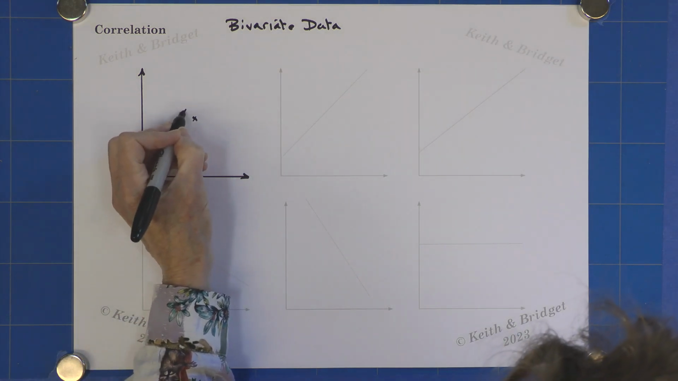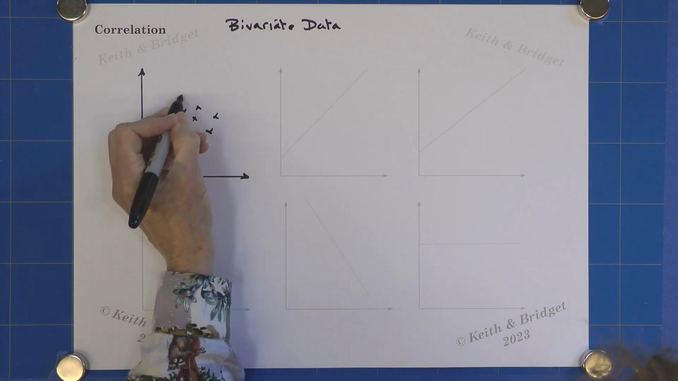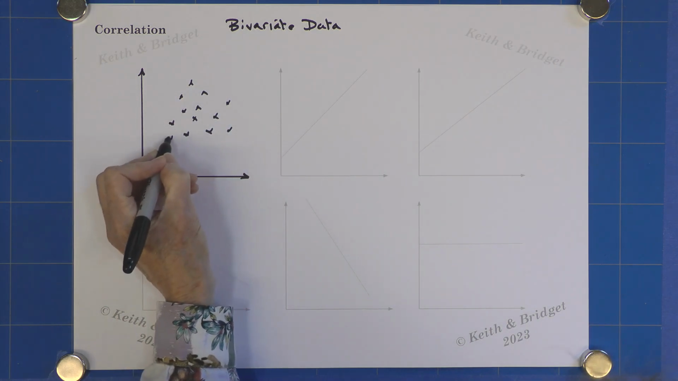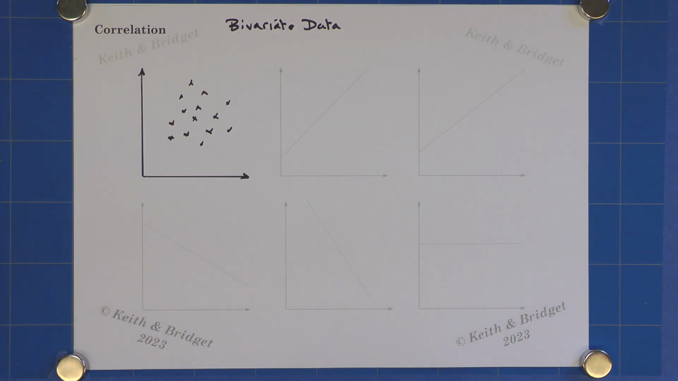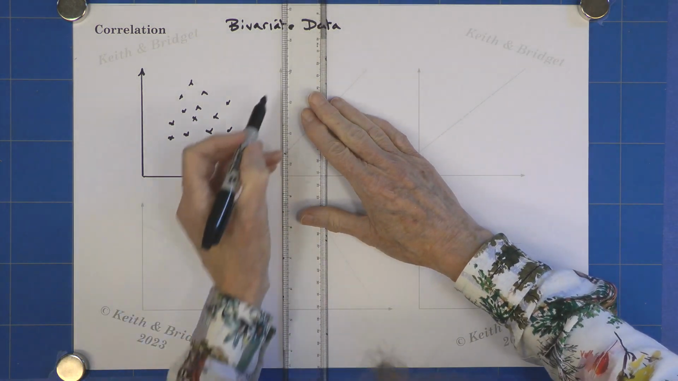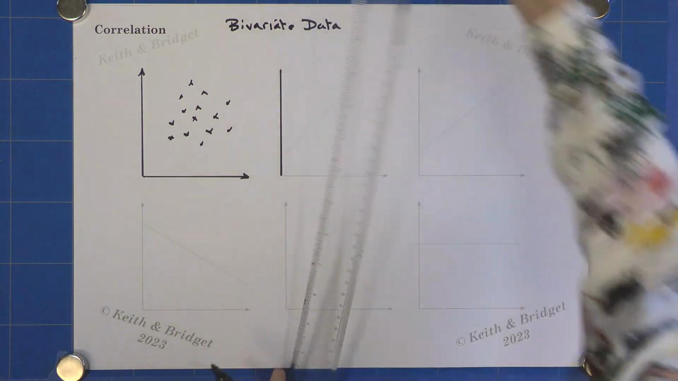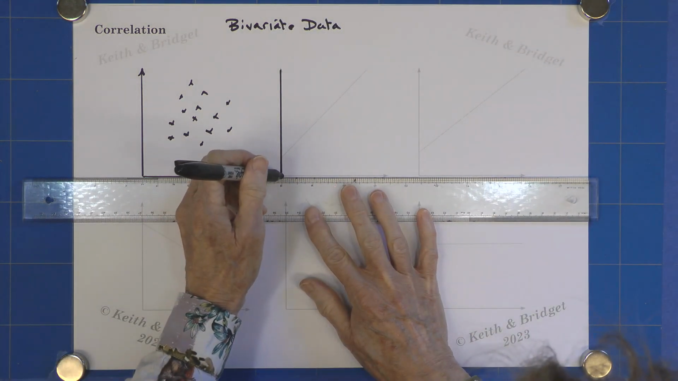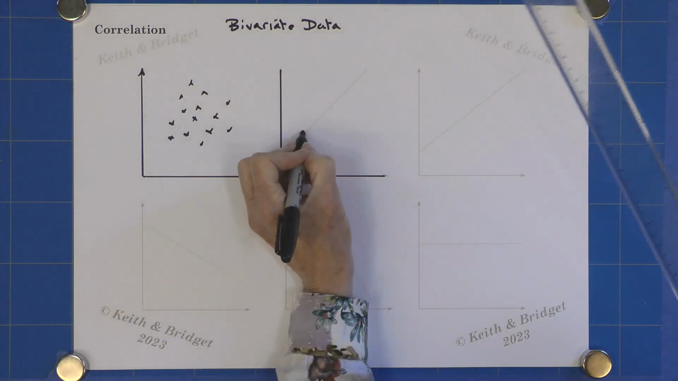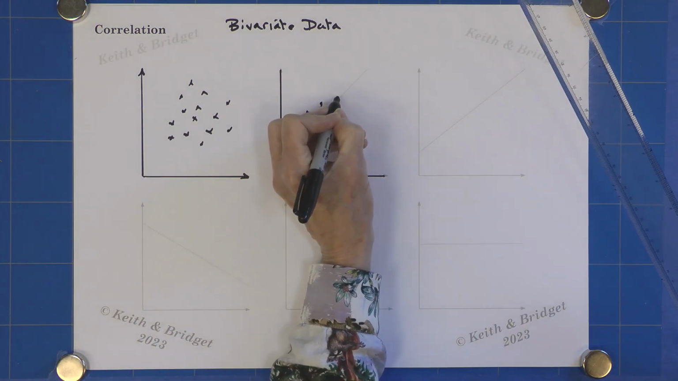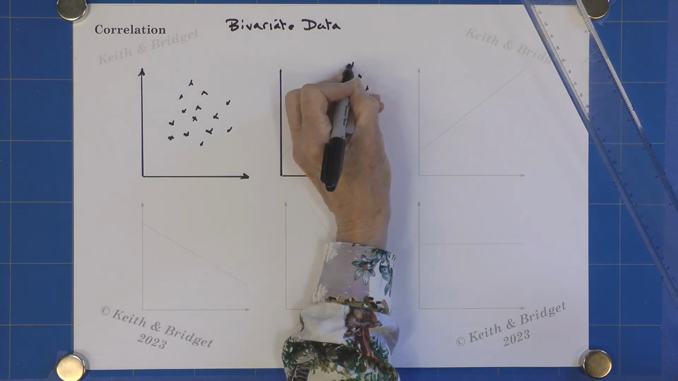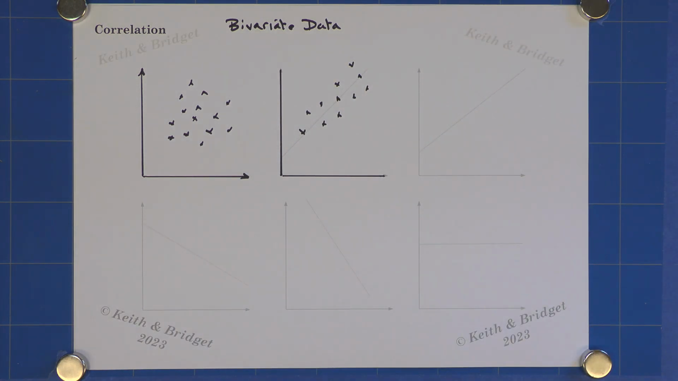So we may have a series of points where there doesn't seem to be any evidence of them fitting on a line at all. So that is no correlation. However, we may find that there's some sort of fit towards a line. That line has a positive gradient, so that is moderately positive correlation.